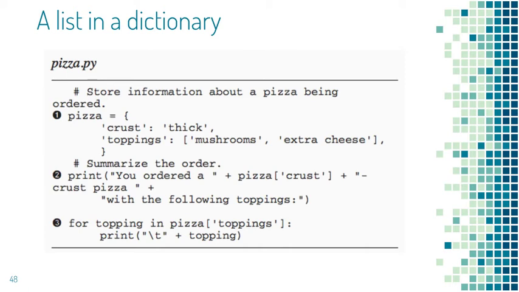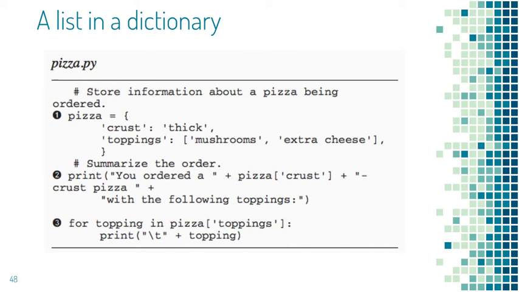In the following example, 2 kinds of information are stored for each pizza: a type of crust and a list of toppings. The list of toppings is a value associated with the key toppings. To use the items in the list, we give the name of the dictionary and the key toppings, as we would any value in the dictionary. Instead of returning a single value, we get a list.